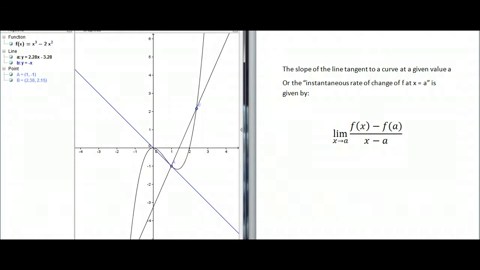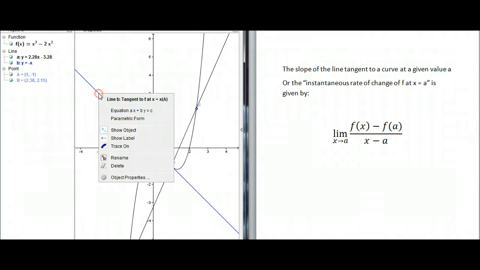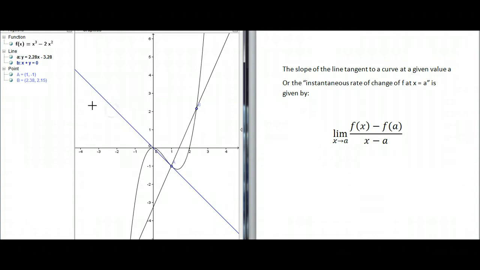Okay, so that blue line that I just drew in here is the line that's tangent to our function. This is our function, this cubic function. It's actually x cubed minus 2x squared. That's our function. And this line, the tangent line, is tangent to the function, touches the function just at point A and doesn't touch it again. Alright, now I'm going to tell it to show the equation of that line.